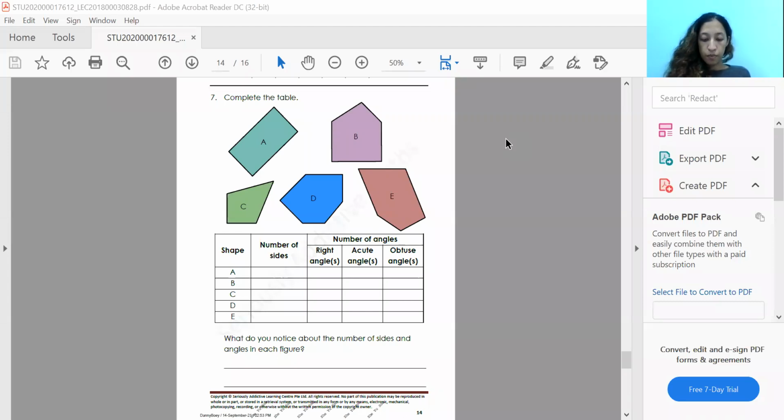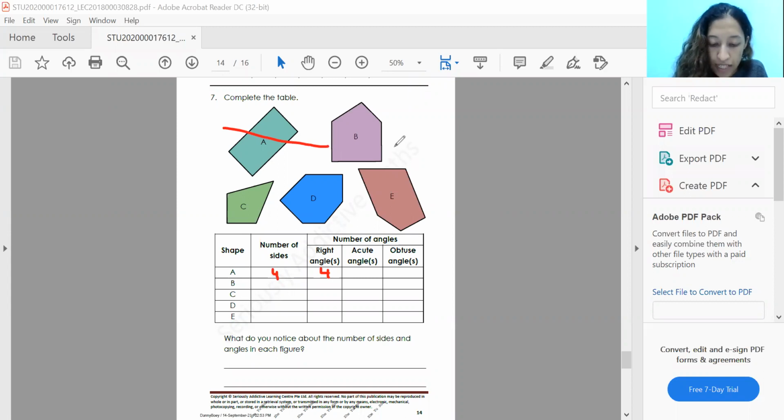All right, so I'd like all of you to pause this video and attempt this question for me. Okay, let's go through. Now, let's look at A. How many sides are there? There are 4 sides, right? 1, 2, 3, 4. 4 sides. How many right angles? As you can see, this is a rectangle. So what did I say about rectangles? All the sides form a right angle. So straight away, 4. No acute angles, no obtuse angles. Okay, A done.